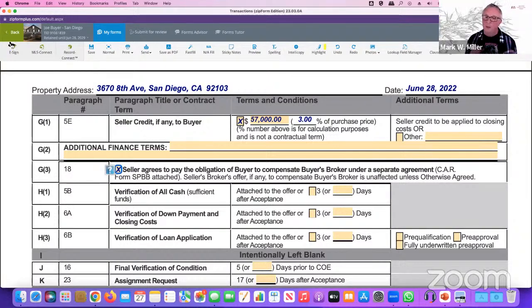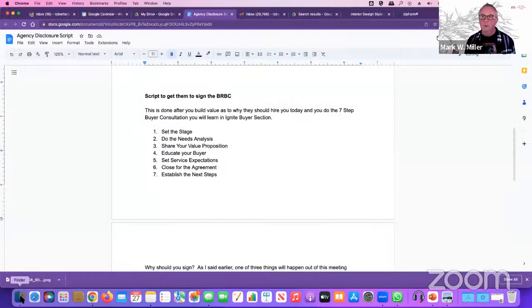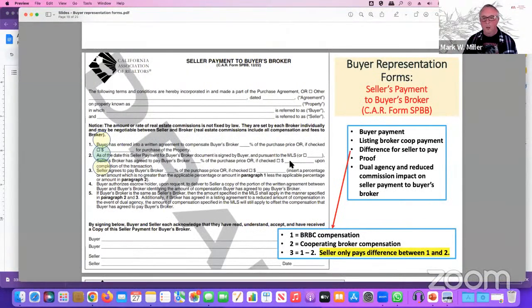They're mistaking it, like I mentioned a little bit earlier, they're mistaking this SPBB for an equivalent to the cooperating broker compensation agreement, where you would define or clarify, confirm the compensation that's being offered in the MLS. That's not what it's for. Those are two different scenarios.